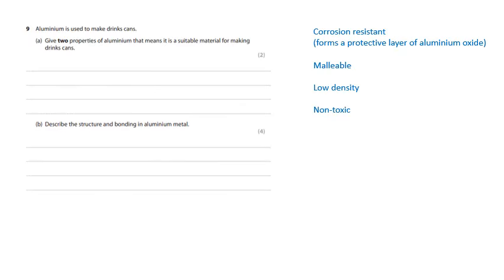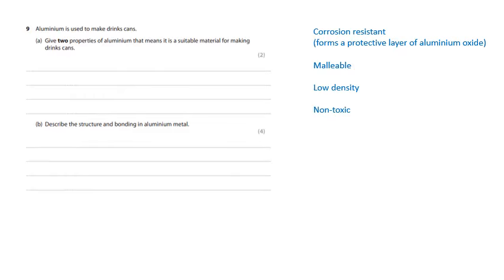Aluminium is used to make drink cans. Give 2 properties of aluminium that make it suitable for making drinking cans, Coca-Cola cans. 2 properties. I'll give you more than that. So first of all, it's resistant to corrosion. You can't say that it's resistant to rusting. Only iron rusts, but aluminium doesn't corrode. It would get you a mark to explain why, because it forms a protective layer of aluminium oxide.